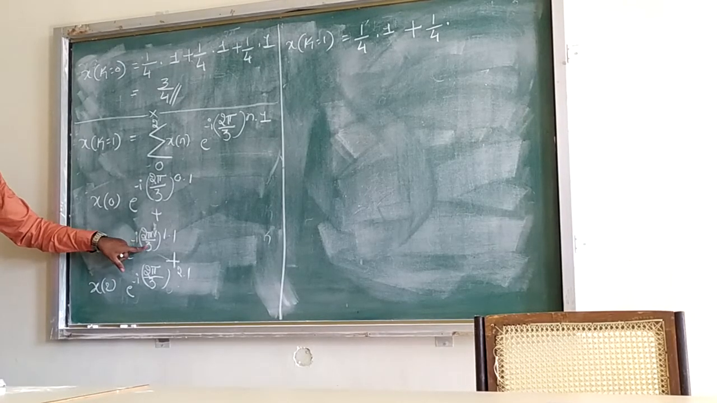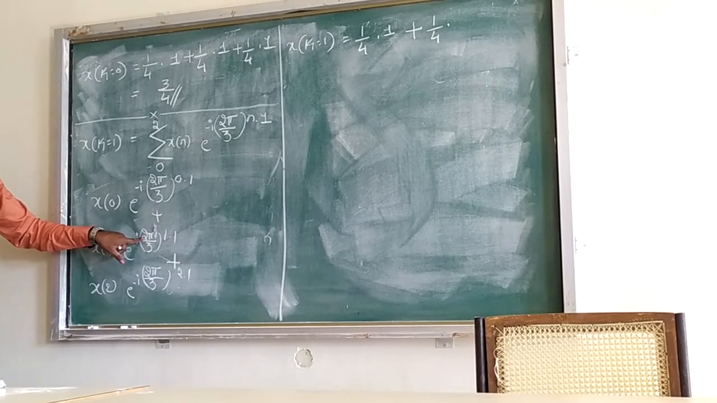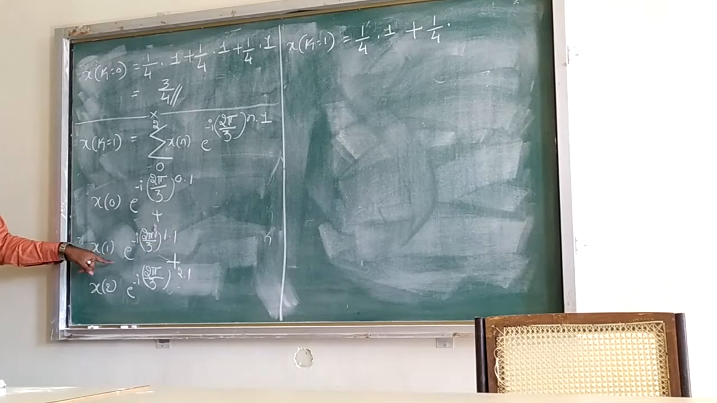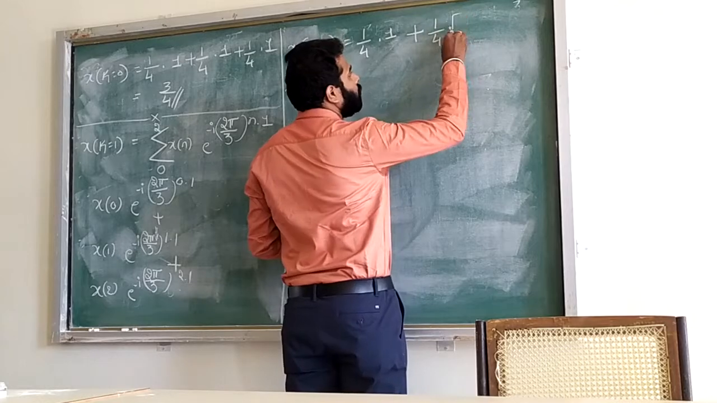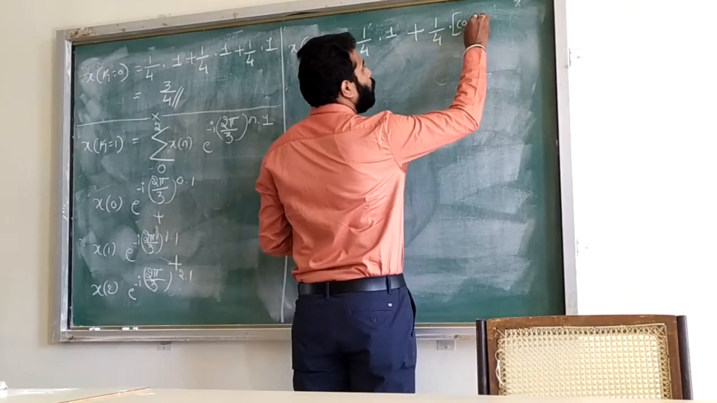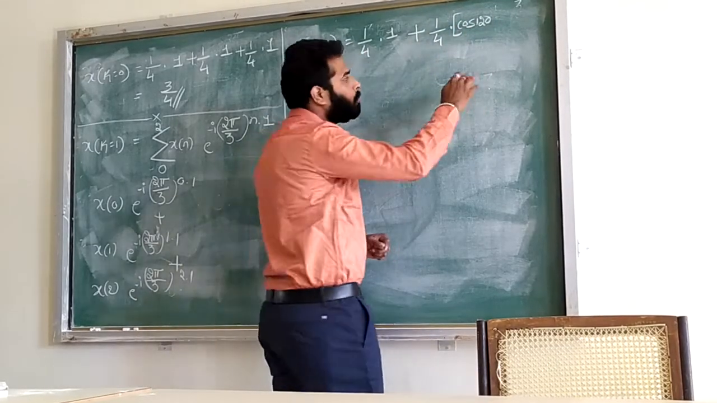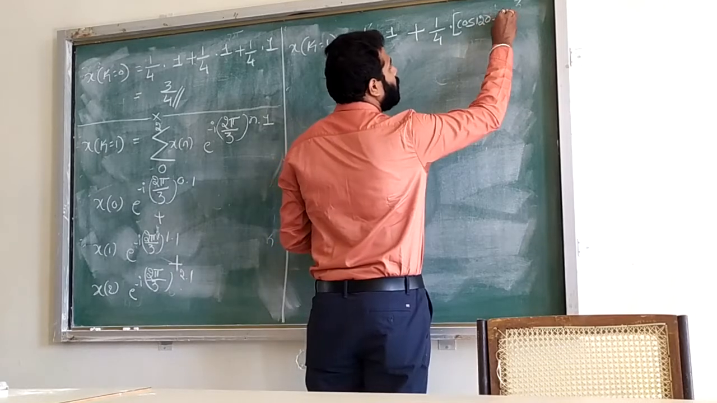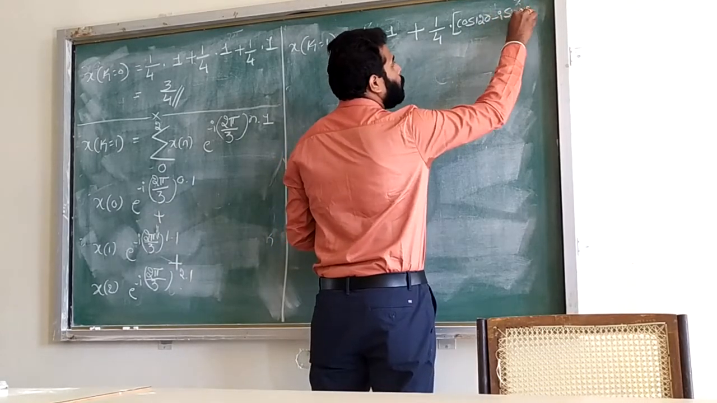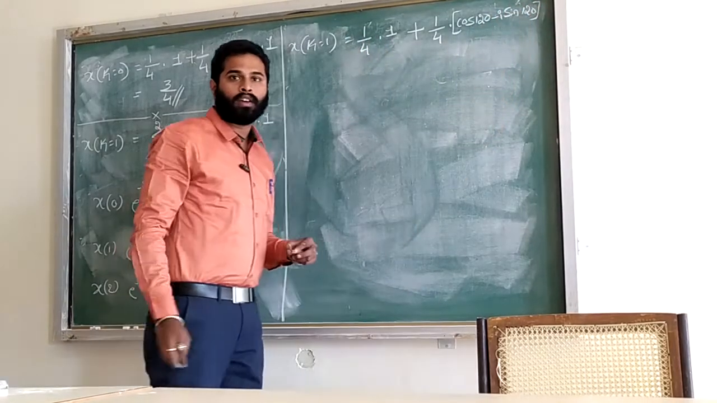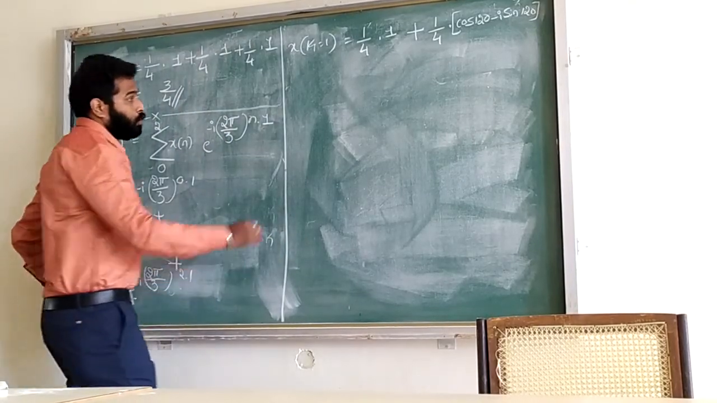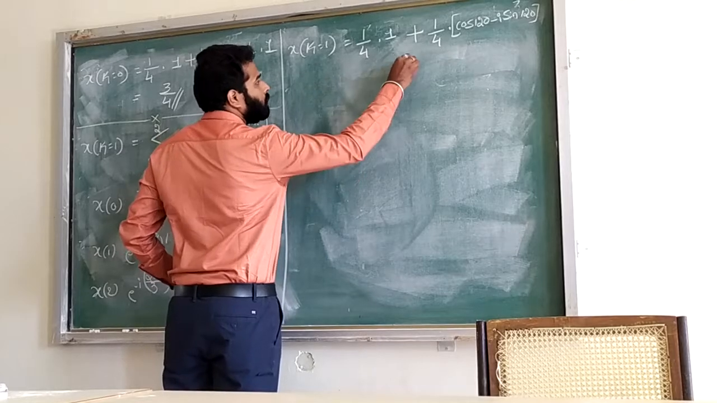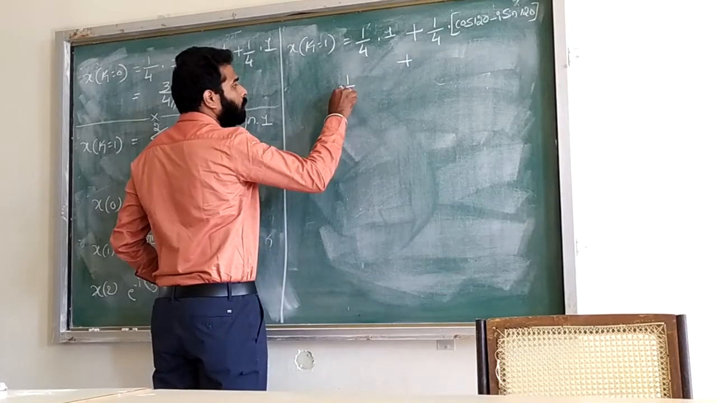Pi by 3 is 60, so it is 120. Cos 120 minus I sin 120. I'll write here cos 120, or you can write 2 pi by 3, both are the same, minus I sin 2 pi by 3. Next, x of 2 is 1 by 4, so plus 1 divided by 4.